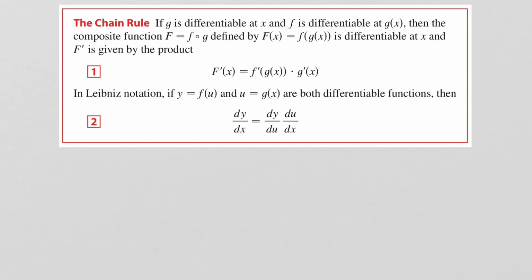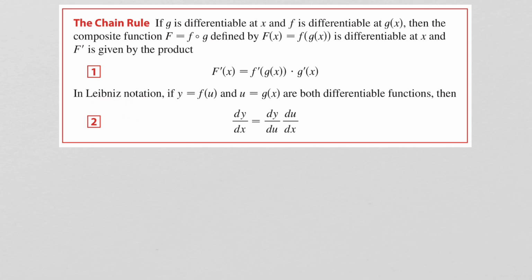The chain rule states if g is differentiable at x and f is differentiable at g of x, then the composite function capital F equals f composed with g, which is defined by capital F of x equals f of g of x, is also differentiable at x, and its derivative is given by the following formula. So the derivative of capital F of x is f prime of g of x times g prime of x.